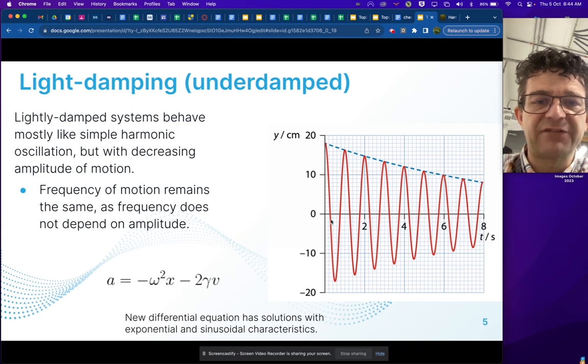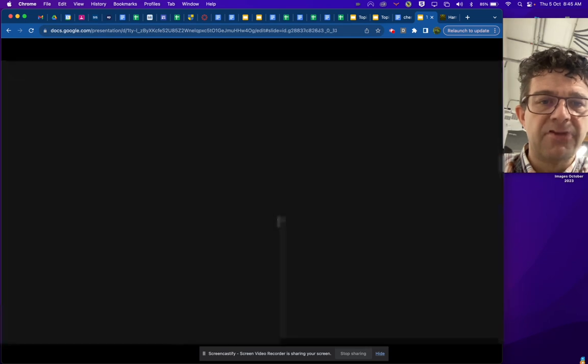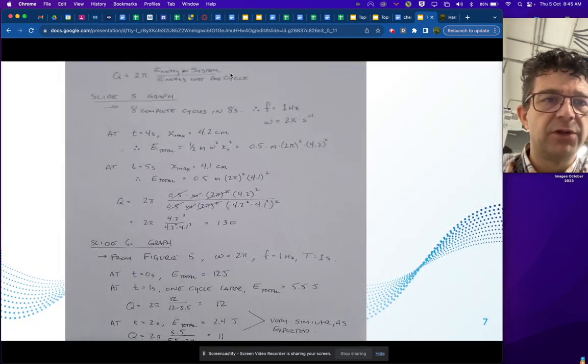We can also extract the frequency from this graph. We see that you get 1, 2, 3, 4, 5, 6, 7, 8 cycles in 8 seconds. So it's 1 hertz. Here's the work. We know we're looking for the definition of Q, 2 pi times the energy in the system divided by the energy lost per cycle. We get 8 cycles in 8 seconds, so we have a frequency of 1 hertz, or 2 pi radians per second for the angular frequency. At 4 seconds, we get our maximum amplitude of 4.2 centimeters.